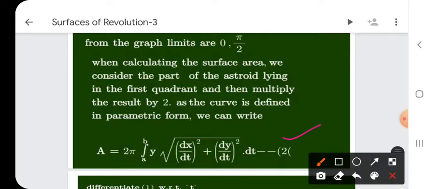Integral a to b, 2 pi f of x, root of (dx by dt) whole square plus (dy by dt) whole square, dt. Here f of x means y equals f of x. So instead of f of x, I write y only. From the given data, what is the value of y? a sin cube t.